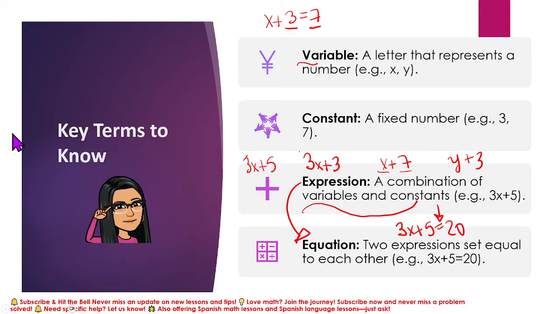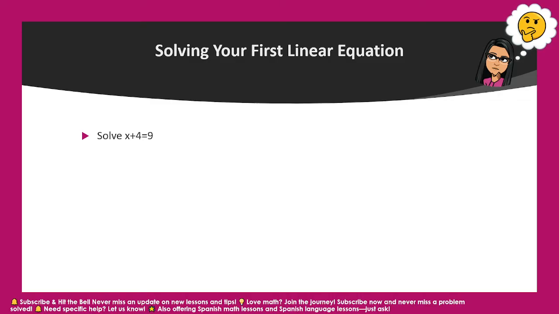So those are the key terms that you guys should always keep in mind, because you're not just going to review this in elementary or middle school. You're still going to be reviewing this in middle school and high school and also in college. So it's very important that you know what variables are, what constants are, what an expression is, and what an equation is. Okay?